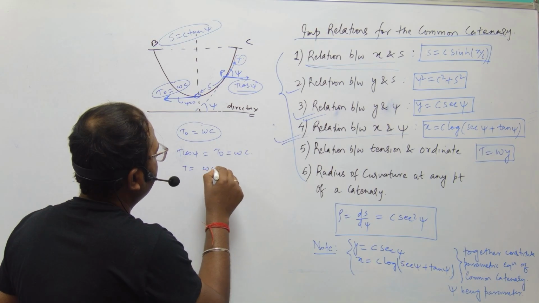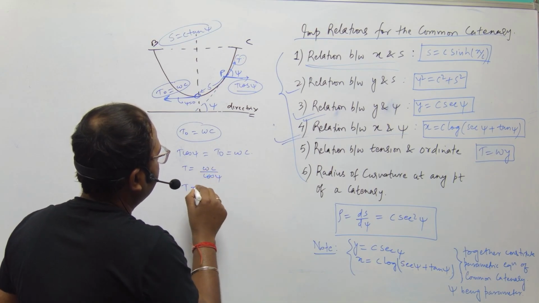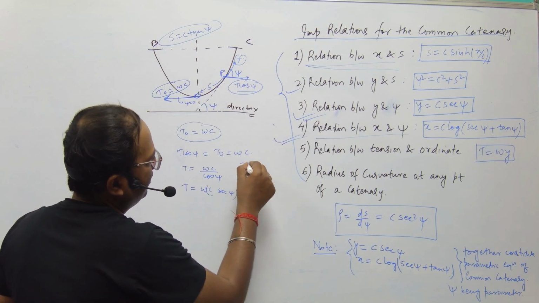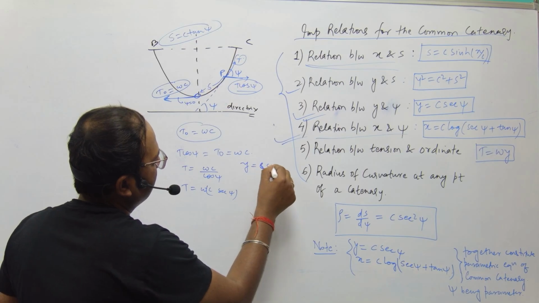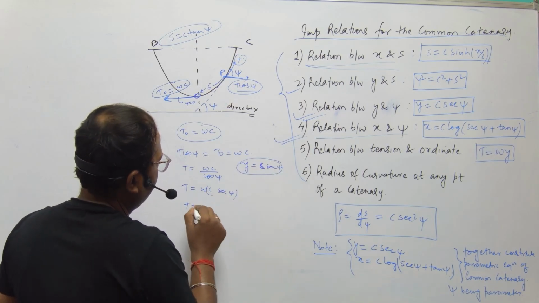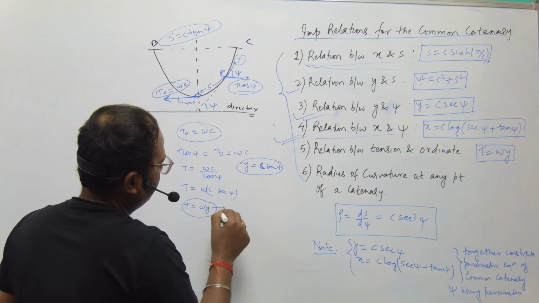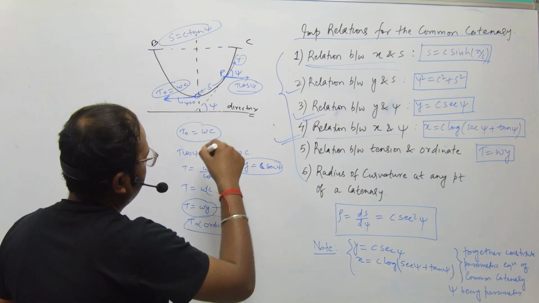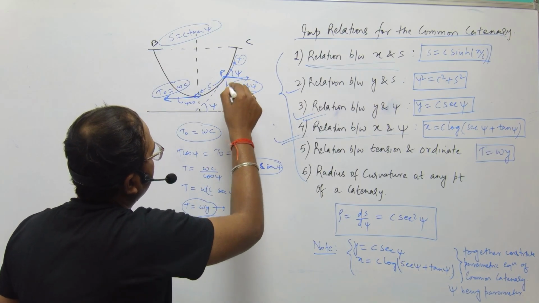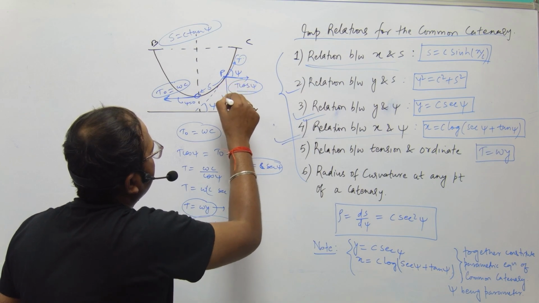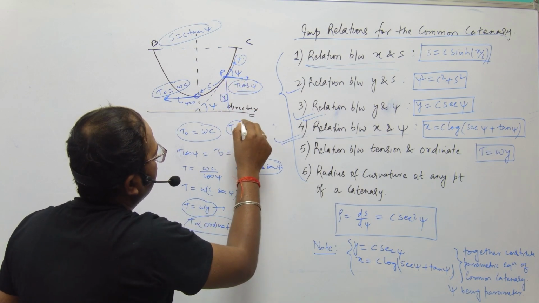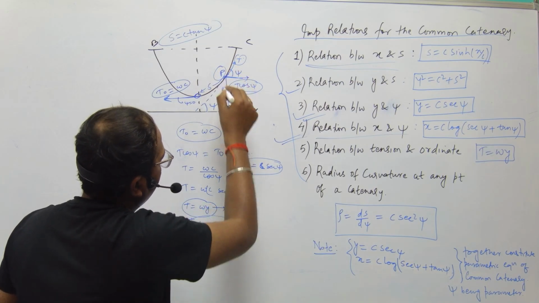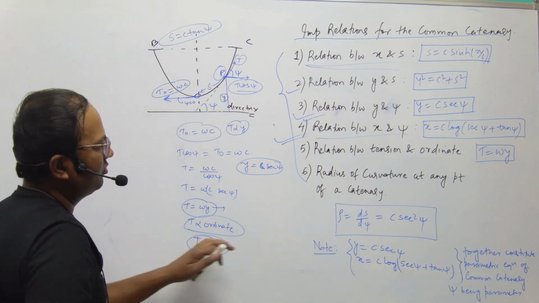T is equal to wc upon cos psi, and T is equal to wc sec psi. We have the value of y as y is equal to c sec psi, which we have already discussed. So T is equal to w into y. So the tension is proportional to the ordinate, that is, to the distance of this point P from the directrix. So tension is equal to weight per unit length times the distance of this point P from the directrix. So T is equal to small w into y.